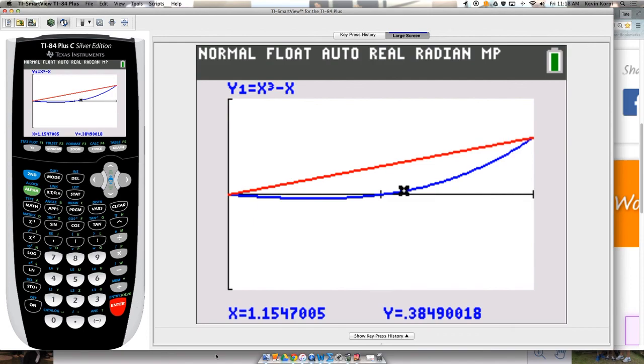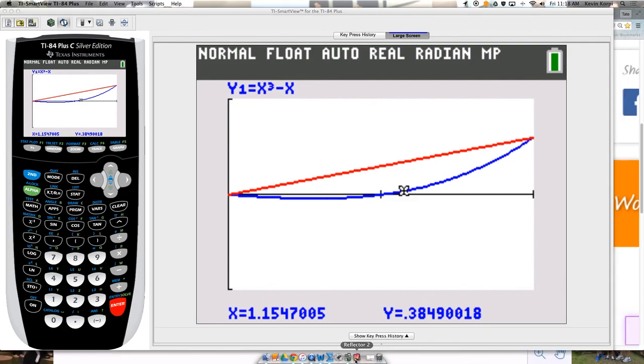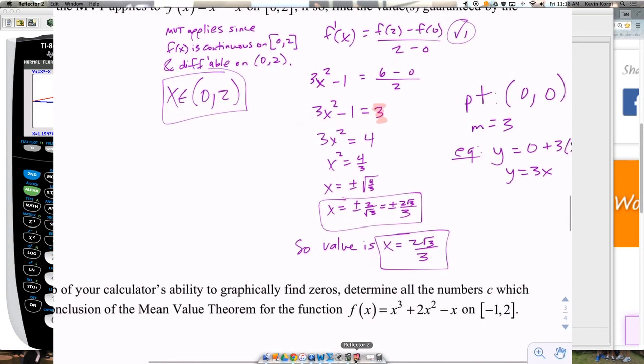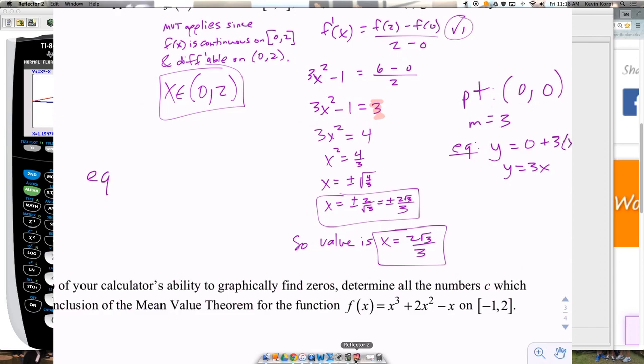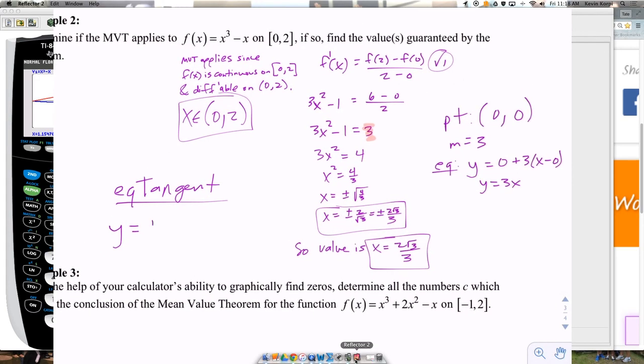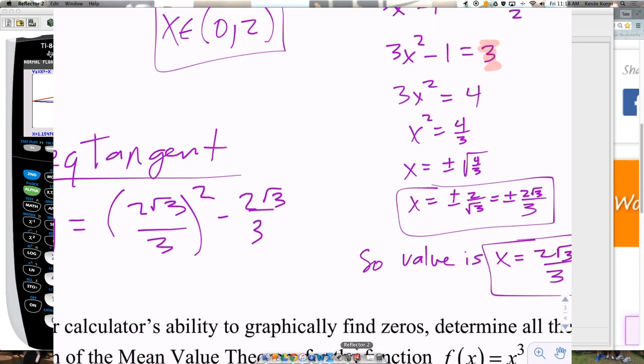Do we have time to do that? I think we can. Let's do it. The equation of the tangent line is going to be y equals the y value. This is what I was trying to avoid. The y value would be 2 cube root of 3 cubed minus 2 cube root of 3 over 3. Oh, I did. So let's just not do it.